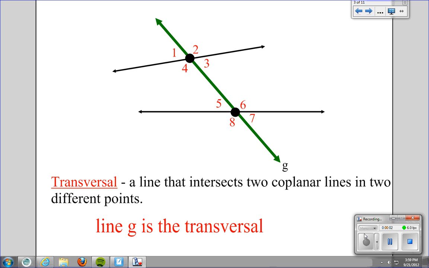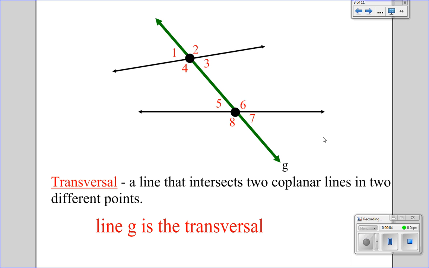Okay, welcome to this video on angles and transversals. We're going to begin with the definition of what a transversal is. A transversal is a line that intersects two coplanar lines in two different points. So if you look at the diagram here, this green line is line G, and it intersects this line and this line at two different points. So it's a transversal because it follows the definition.